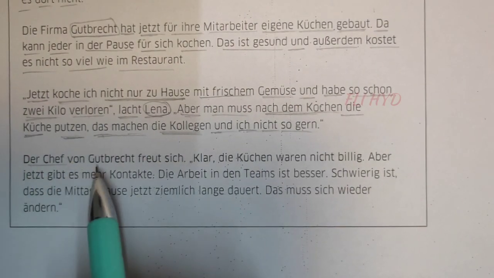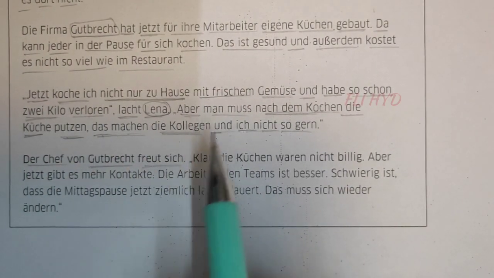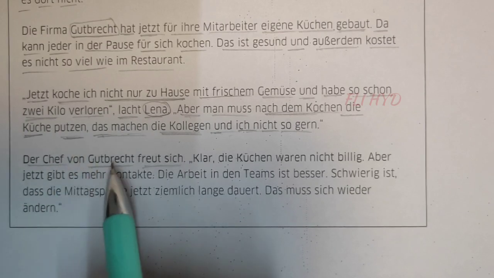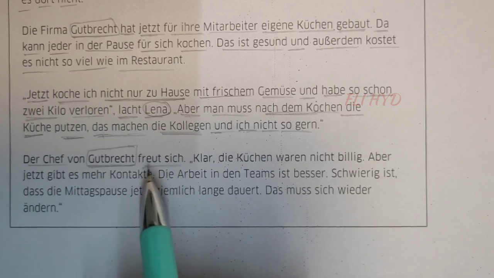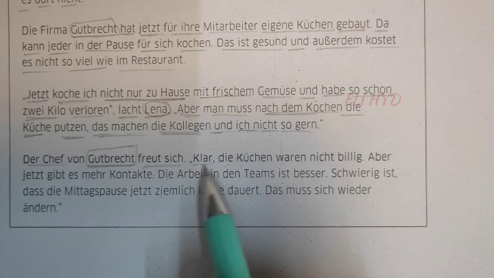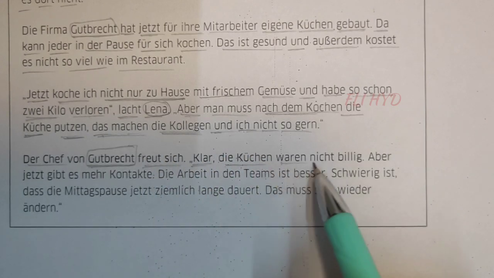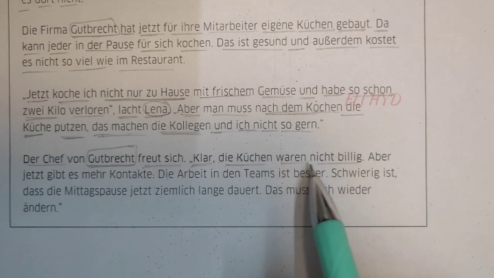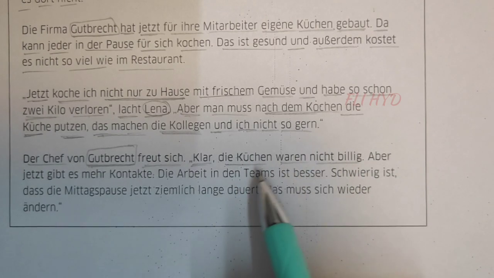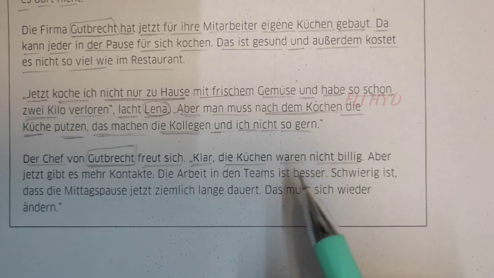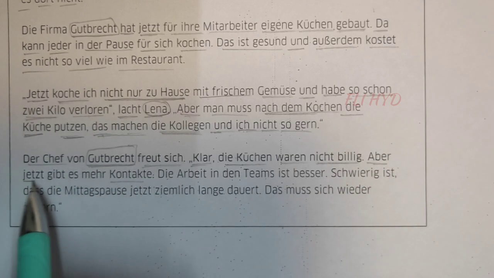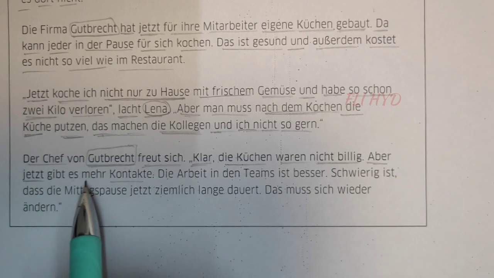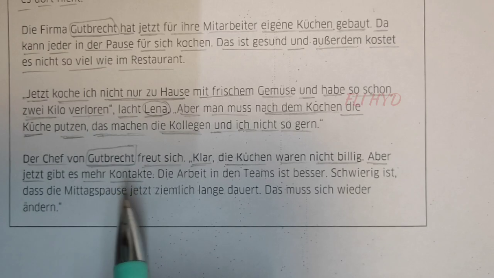Der Chef von Goethe freut sich. The chef, the boss von Goethe, is the name of the company. Freut sich, freuen, like glad, is happy that. Klar, clear. The Küchen waren nicht billig. The kitchens were not cheap. Okay, nicht billig. Aber jetzt gibt es mehr Kontakte. But jetzt gibt es, now there are mehr Kontakte, like more contacts.